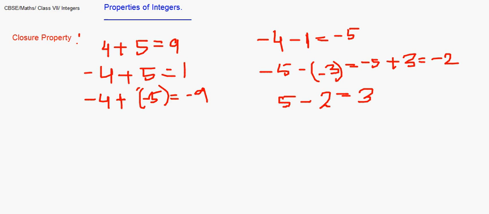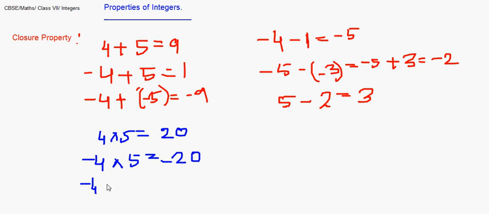Move on to take up multiplication. I multiply 4 with 5, I get 20. If I multiply 1 negative and 1 positive, I'm getting -20, which is again an integer. I might multiply 2 negative numbers as well, which gives me a positive answer.